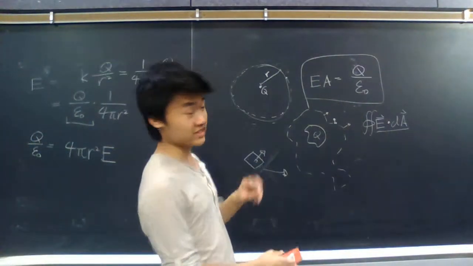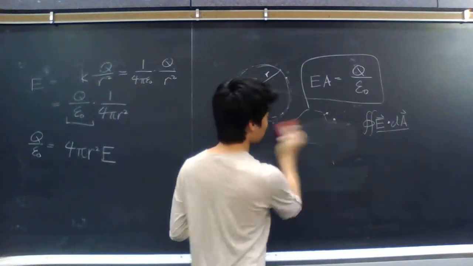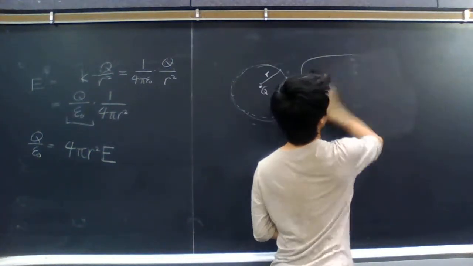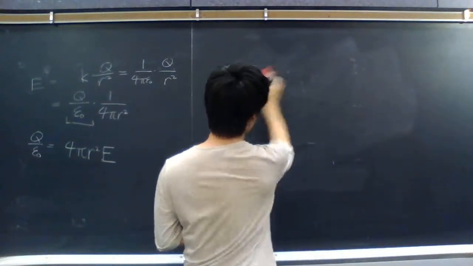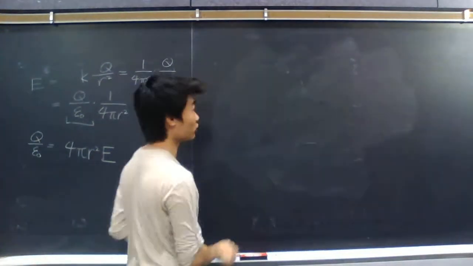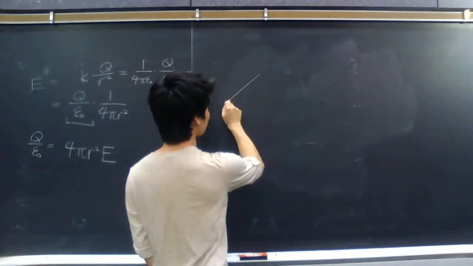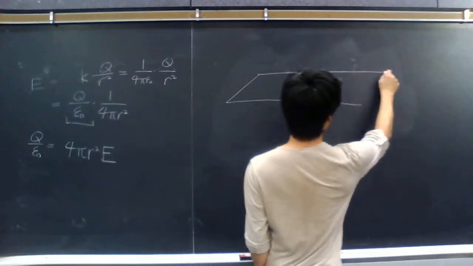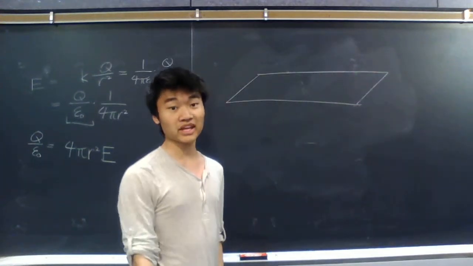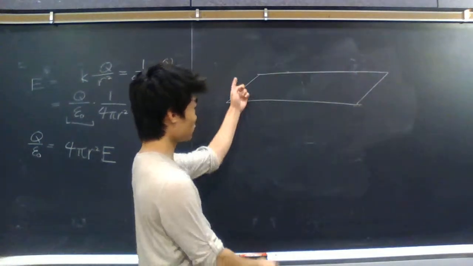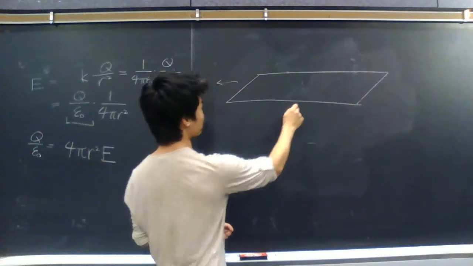And so we'll run through two examples of Gauss's law. One that I'm sure you've done before, and one that you might not have done before. First one, let's say we have an infinite plane of charge. So this plane extends infinitely in every direction.